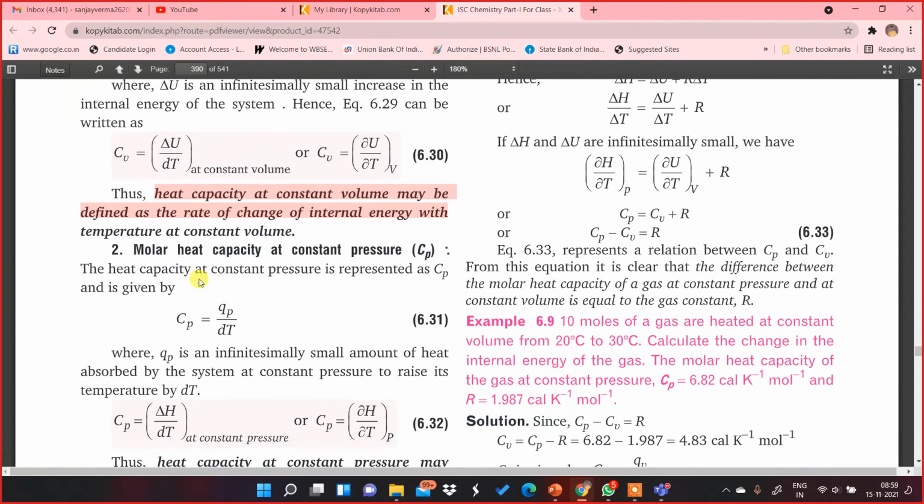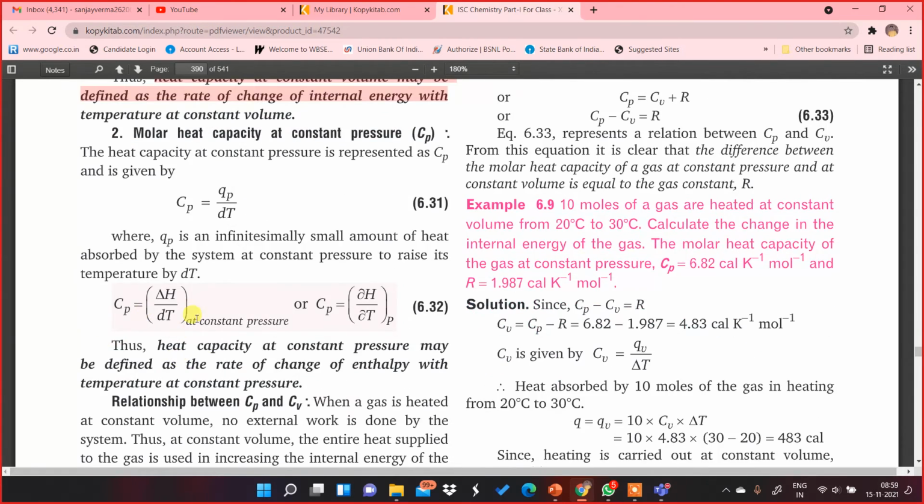Now coming to the second one, a brief discussion only. If you look at the molar heat capacity at constant pressure, Cp, we know from above that Cp is dQp by dT, where dQp is again an infinitesimally small amount of heat being absorbed by the system at constant pressure to raise its temperature by dT.